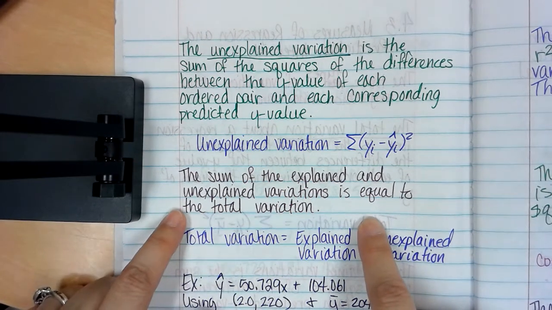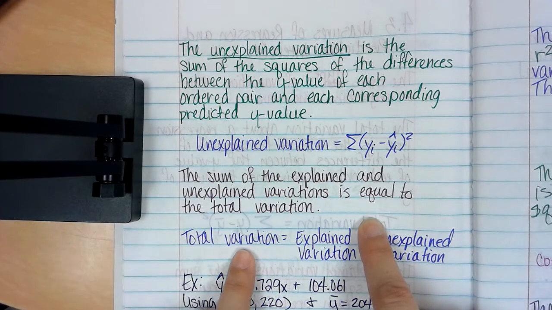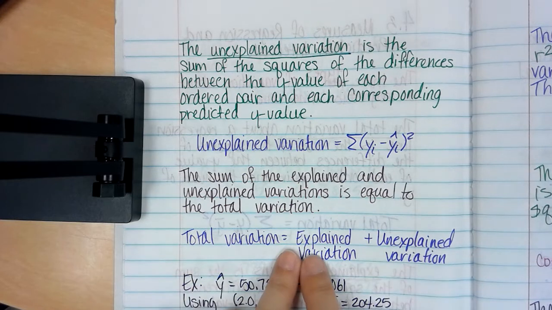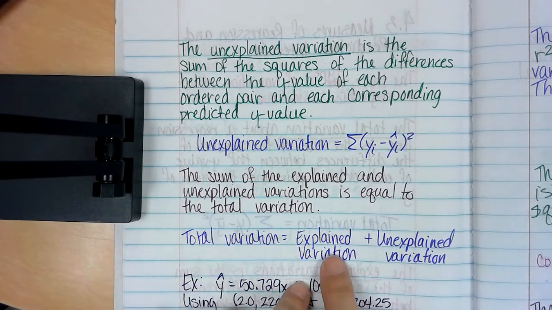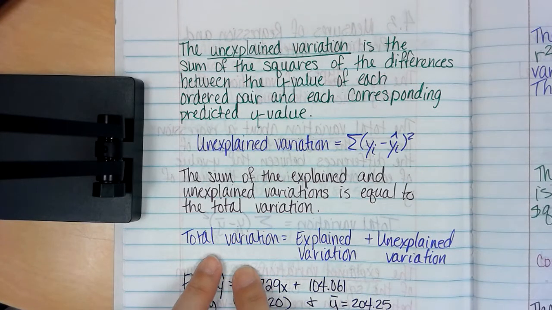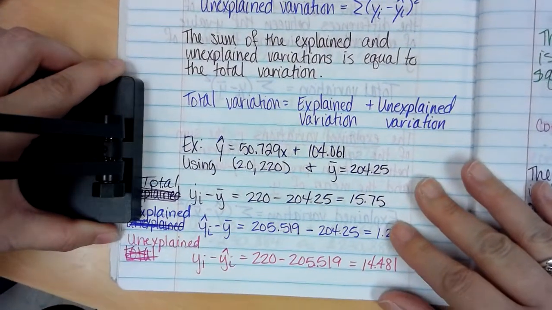The sum of the explained and the unexplained variation is equal to the total variation. So you can find it different ways. You can find the total variation if you know your y and your y mean. That is the sum of the explained and the unexplained. Or you can have the explained variation and the unexplained variation, add those together, and you get the total. Either way, you just want to know what the variation is.